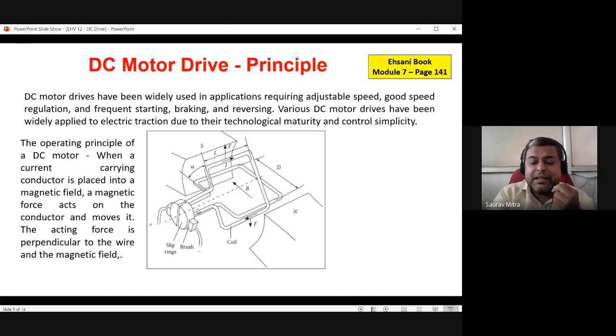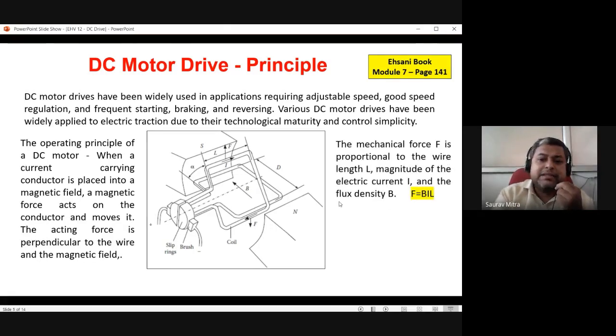The main fundamental is that a current carrying conductor placed in a magnetic field experiences a mechanical force, and the direction of the mechanical force is given by Fleming's left hand rule. How much force is created is given by this rule, which is the mechanical force F. That means whatever rotational torque is produced, whatever force is there, is given by B into I into L, where B is the flux density in this field given in Weber per meter square, I is the current carried by the conductor, and L is the length of the conductor.